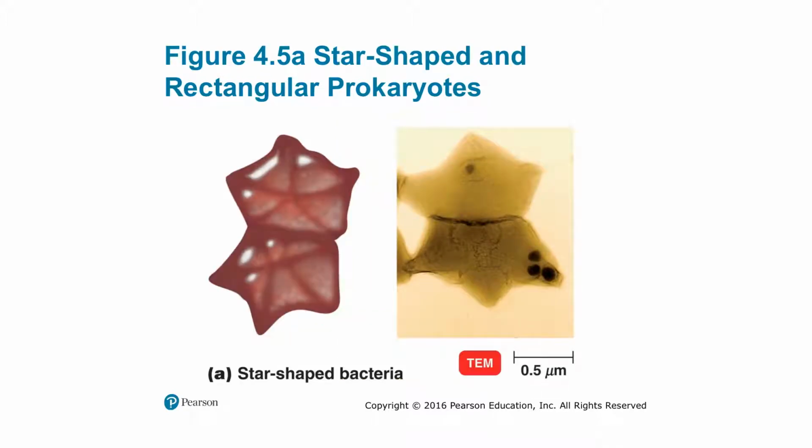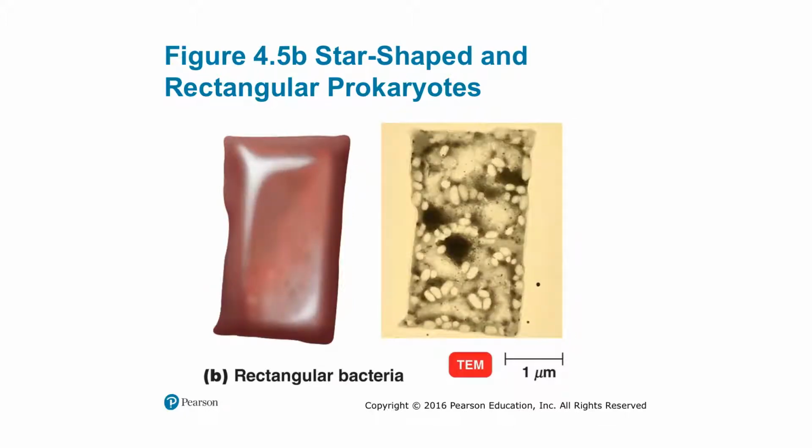The star-shaped bacteria, you can see them here. They have this star appearance, and so these are very easy to recognize when you see them. Then you have rectangular bacteria, which are very interesting as well. Anything that has a regular shape is really cool in biology.